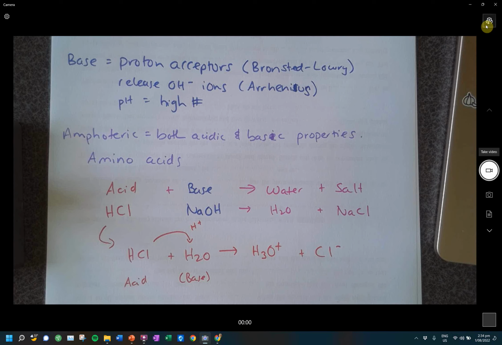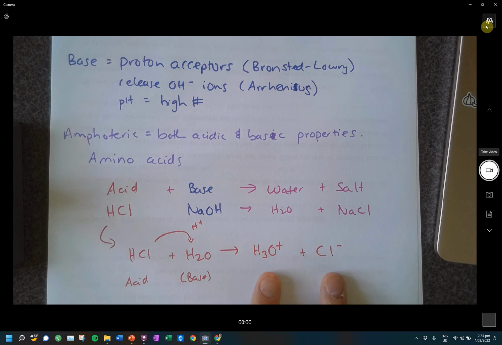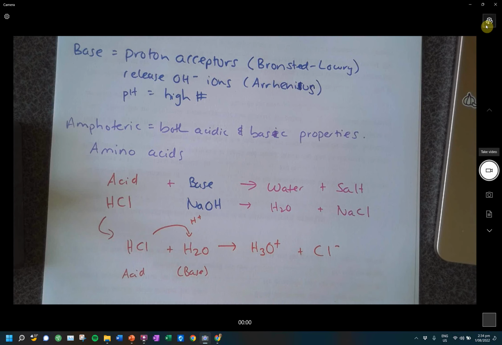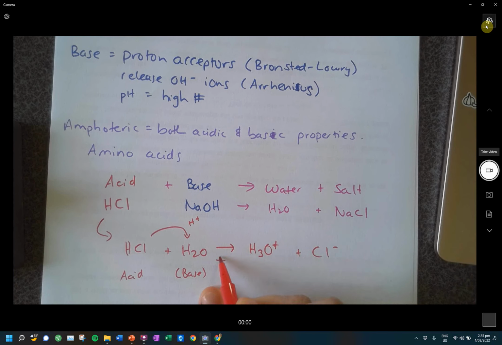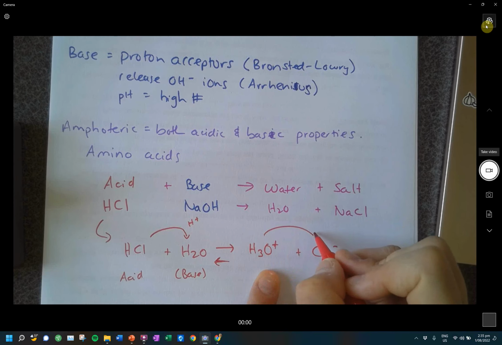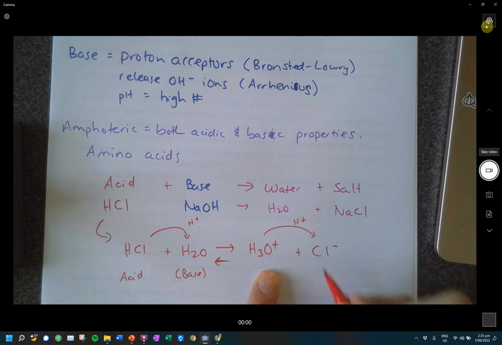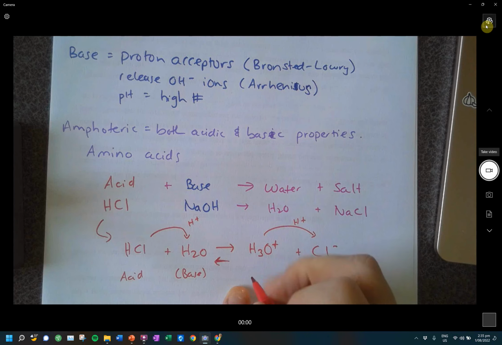Right, we have to be mindful that when we're labeling things on the product side, we're thinking about what happens if it goes in reverse. So if we're thinking about this going in reverse, you see how this has the extra hydrogen ion. So if I was to go backwards, this here is your proton donor, and that's your proton acceptor. So we call this your conjugate acid.